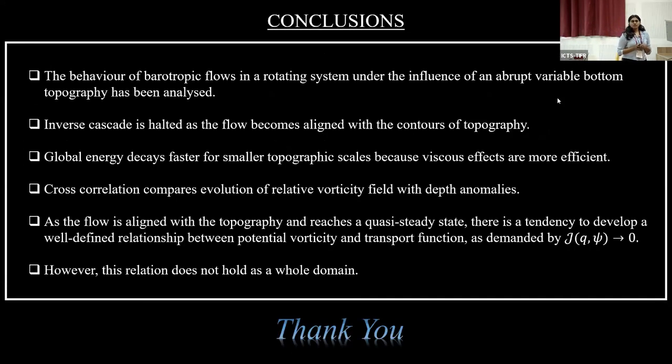And just to conclude, I have understood the behavior of barotropic flows in a rotating system under the influence of variable bottom topography, and the inverse cascade is halted as the flow becomes aligned with the topography. And this cross correlation is also calculated to understand how the relative vorticity and stream function are related to the topography. And we can see that the global energy decays faster for smaller topographies.